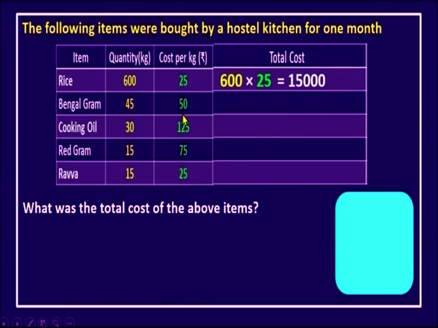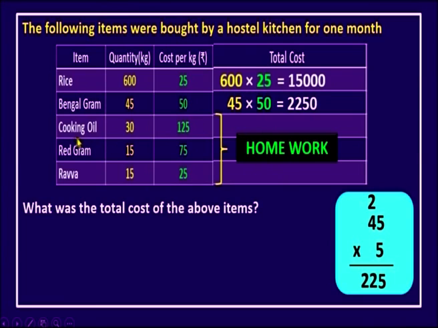Now let us see for Bengal gram children. Here it is 45 kgs into 50 rupees. So 45 into 50. Once again we multiply 45 into 5. So 5 5s are 25, 5 here and 2 is taken as carryover, right? Now 5 4s are 20 plus 2. So you get 22. Here how many zeros are there in 50? Yes, only 1 zero. That means here also you need to place 1 zero. So on multiplying these two we get 2,250 rupees.